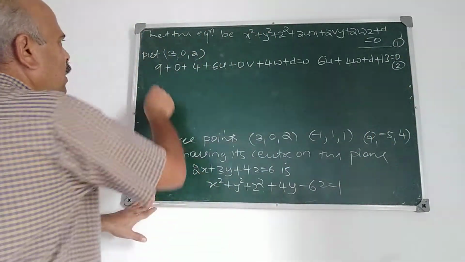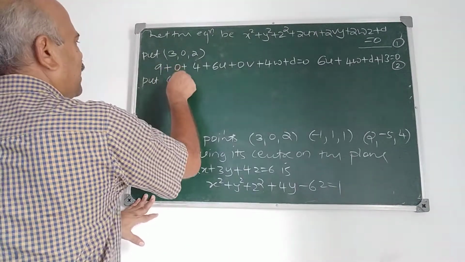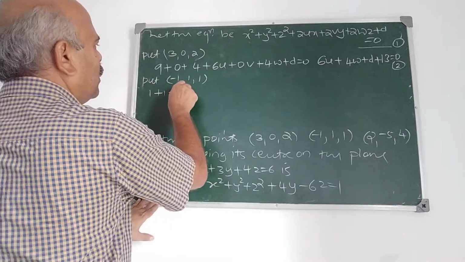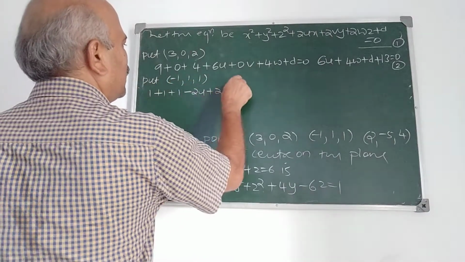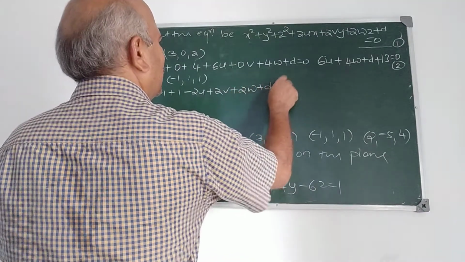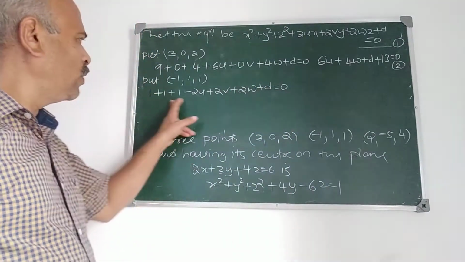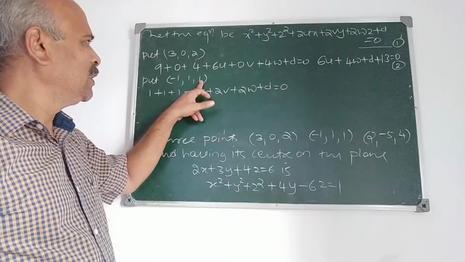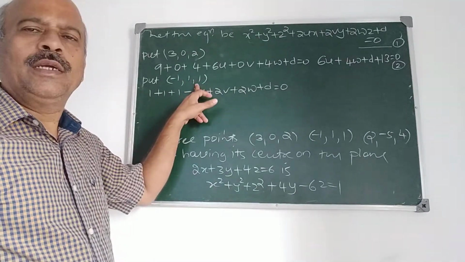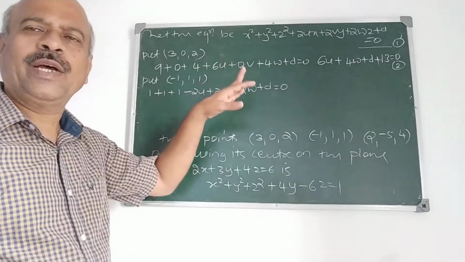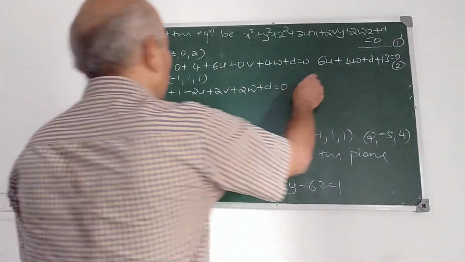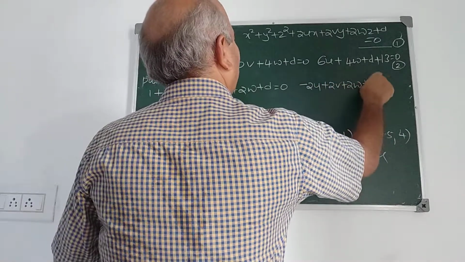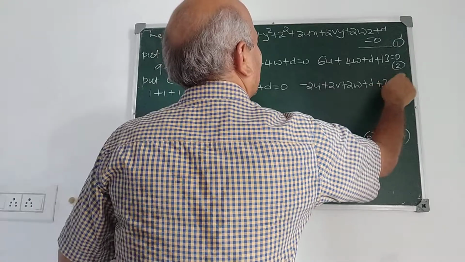Next substitute minus 1, 1, 1. What do you get? 1 plus 1 plus 1 minus 2u plus 2v plus 2w plus d is equal to 0. I think all have followed how to substitute this. x is minus 1, y 1, z 1. Because it is given the sphere passes through this point. Means coordinates of this point satisfy the equation of the sphere. Therefore we get minus 2u plus 2v plus 2w plus d plus 3 is equal to 0. This is 3.